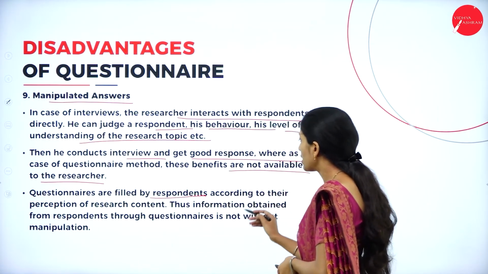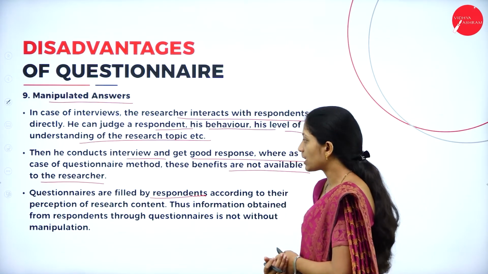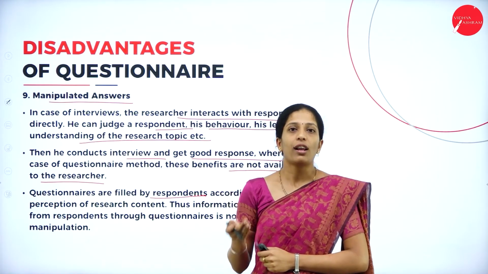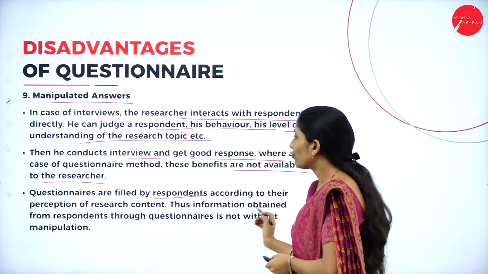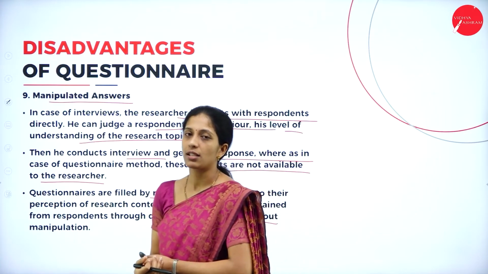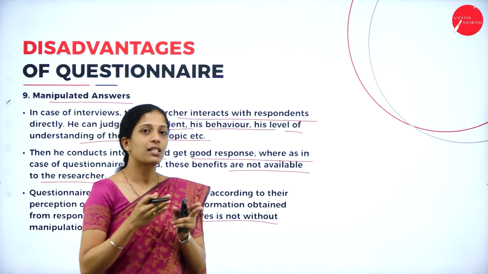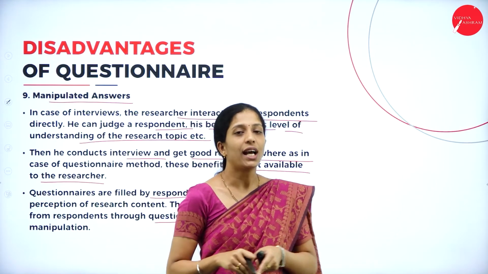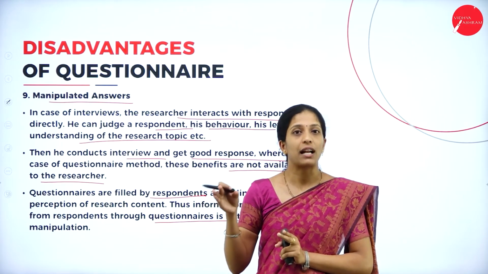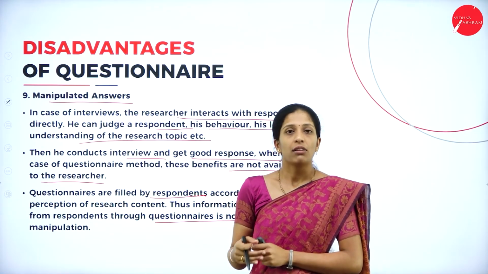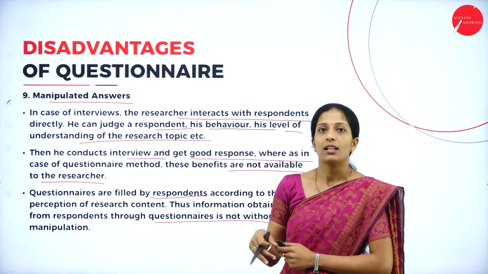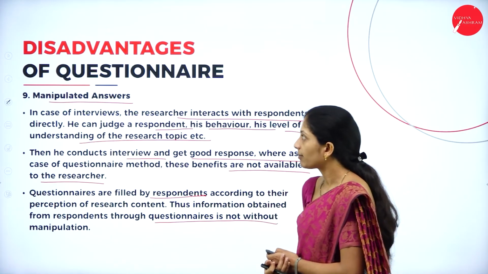Questionnaires are filled by respondents according to their perception of the research content. Now how are they going to fill the questionnaire? According to their knowledge. Thus, information obtained from the respondent through a questionnaire is not without manipulations, because the researcher will not come to know their attitude as well as behavior. The researcher does not know what knowledge the respondent has about that particular topic. There may be certain assumptions made by the respondent while filling the questionnaire. So it may go wrong sometimes.